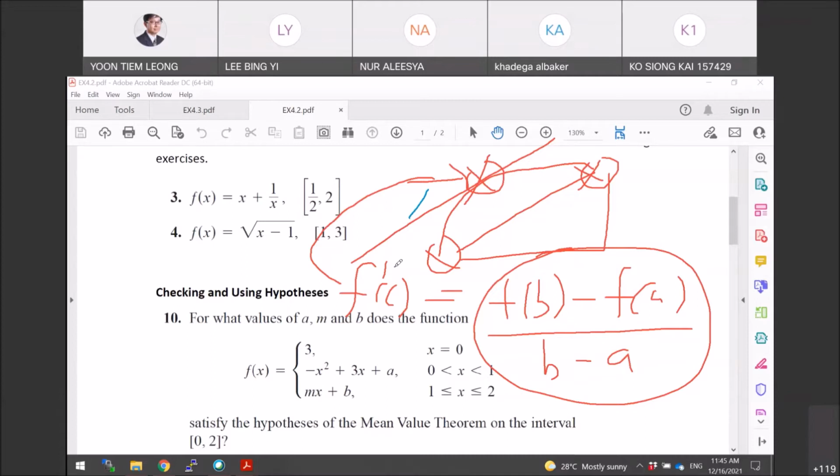So if you refer to the intermediate value theorem, just now someone answered this question. It says the function has to be continuous. So you have to make sure that the function is continuous in order for the mean value theorem to be valid between the interval 0 and 2.